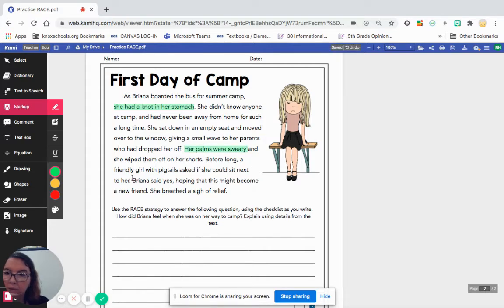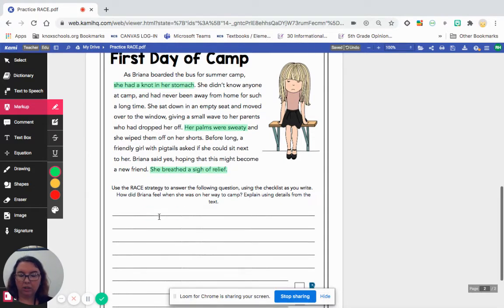Before long, a friendly girl with pigtails asked if she could sit next to her. Brianna said yes, hoping that this might become a new friend. She breathed a sigh of relief. I think that sentence could be important too.